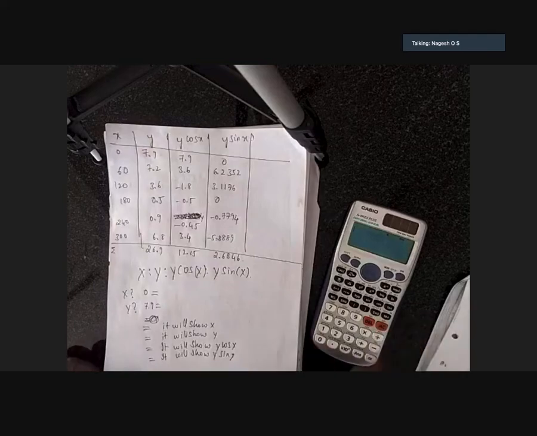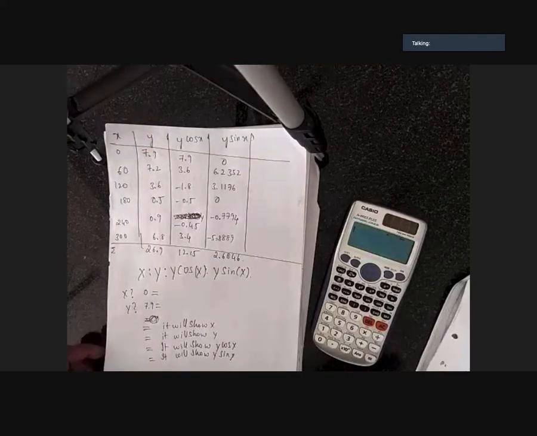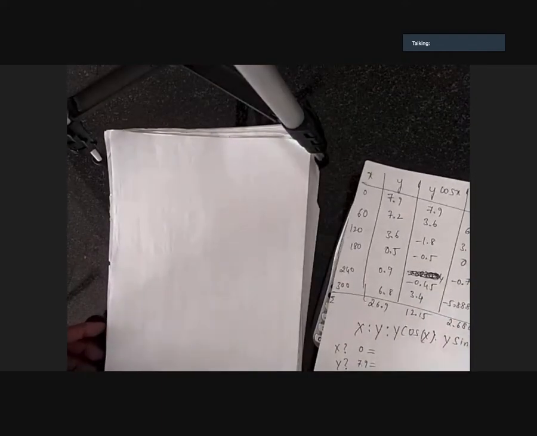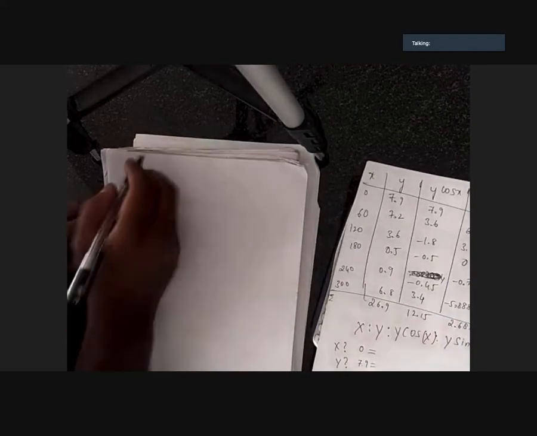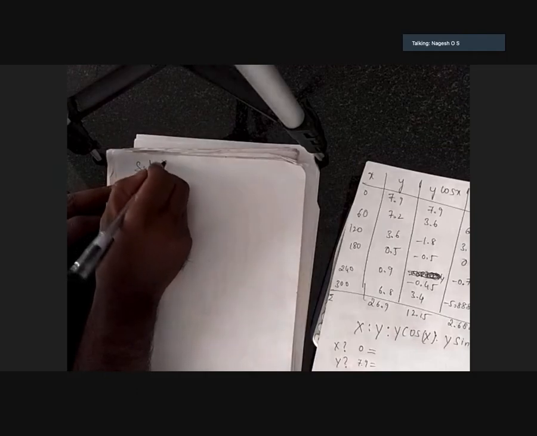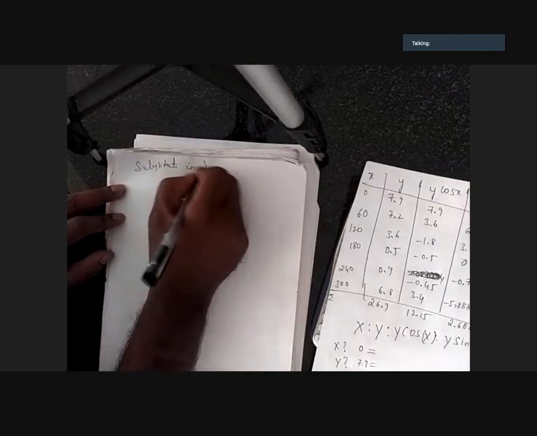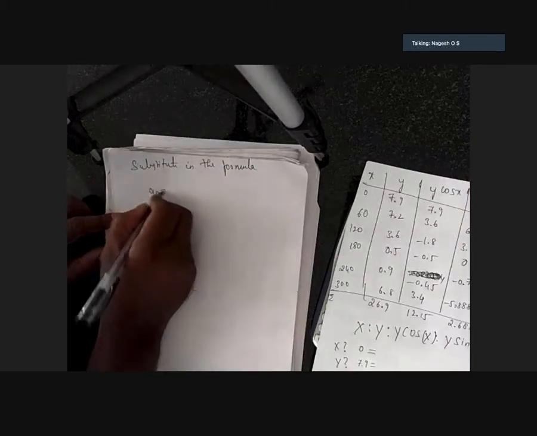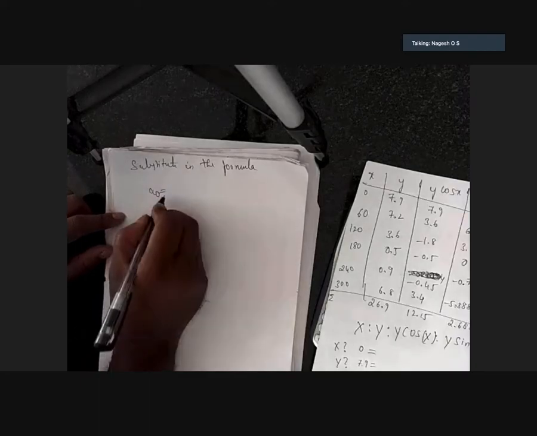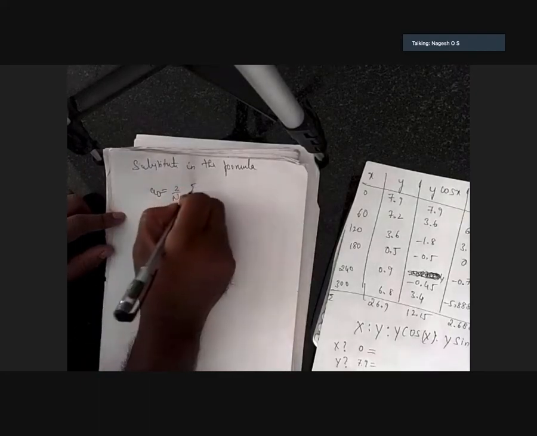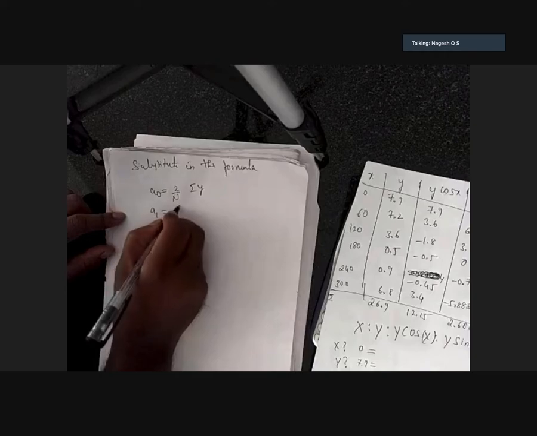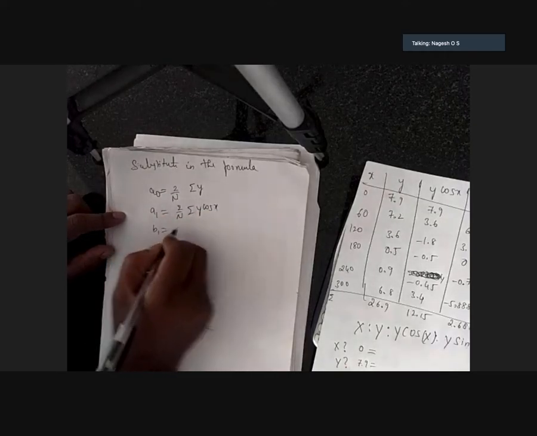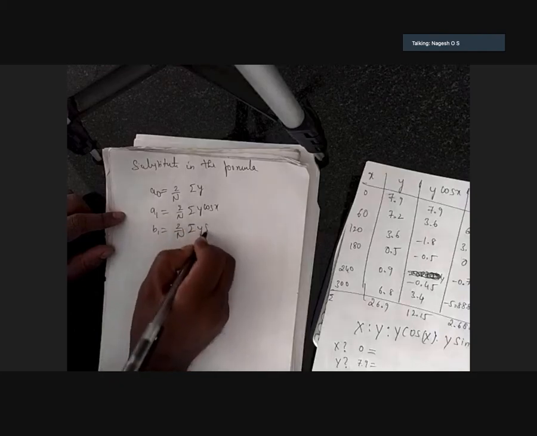Now substitute in the formula. So what is the formula? A naught equal to 2 by n summation y. A1 equal to 2 by n summation y cos x. B1 equal to 2 by n summation y sin x.